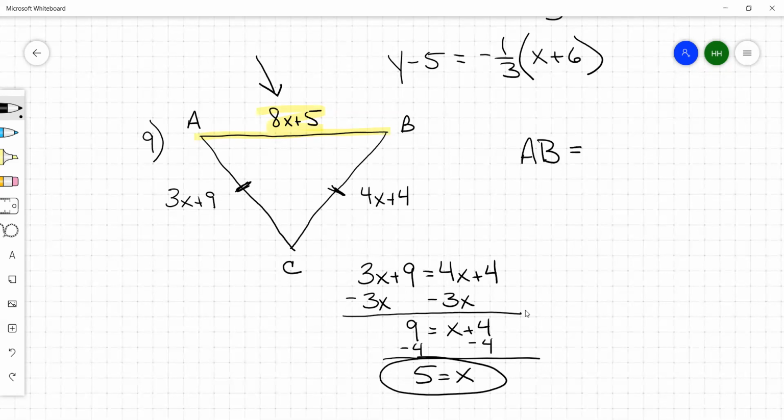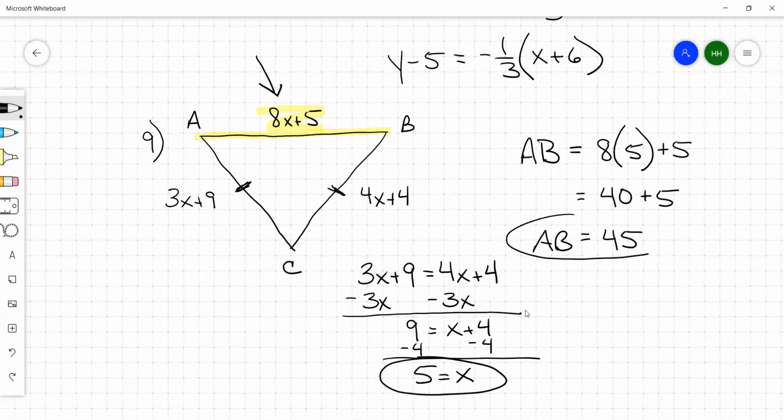So side A to B, or side AB, will be equal to 8 times 5 plus 5. So what's 8 times 5? Good. And what's 40 plus 5? Very good. So AB equals 45.